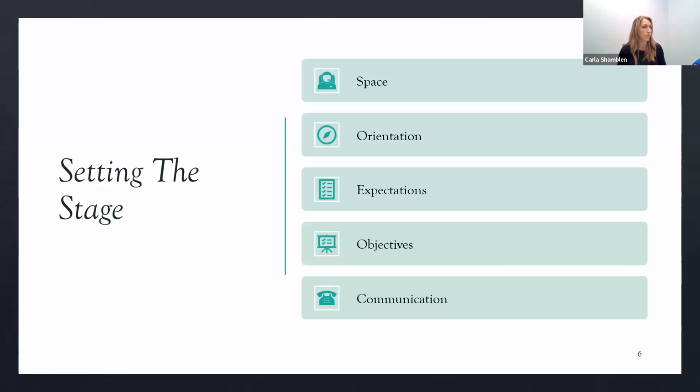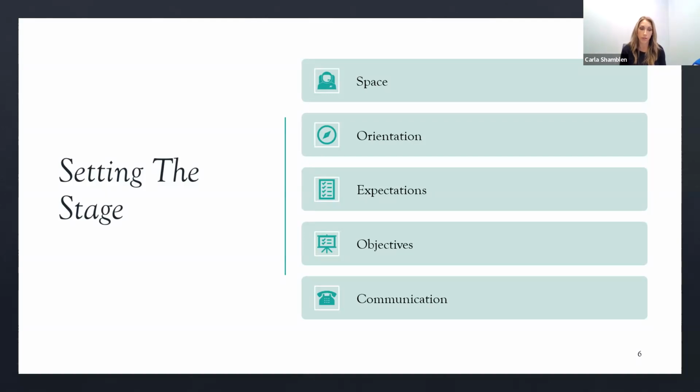So one of the things that I think is important when you're first setting the stage when a student comes to rotation with you is space. So both physical space, but also creating that mental or emotional space of when it's prime time to ask questions or when you're going to give them direct feedback and things like that. Orienting them to the location that you're in, the setting, where the bathroom's located, where they can put their lunch, the staff, and introducing them to staff and other providers at your clinic.